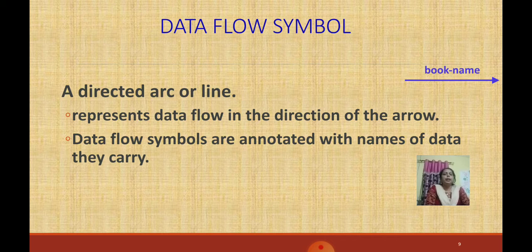Then the directed arc or line, meaning the arrow mark. The arrow mark represents data flow in the direction of the arrow. Data flow symbols are annotated with names of the data they carry. The function that accepts data can be displayed through this directed arc, and the data name will be written above the line. That represents the flow of data into the system or flow of data out of the system.